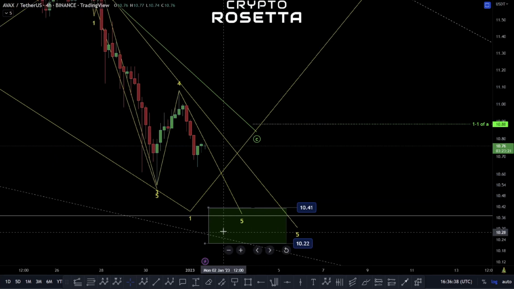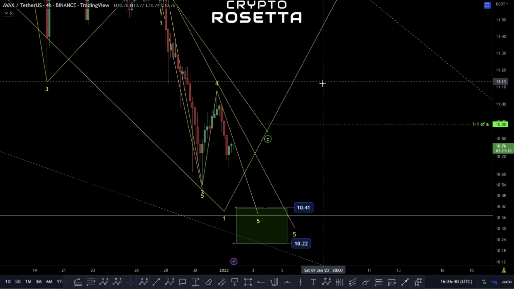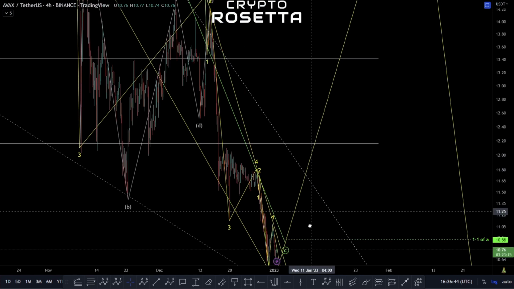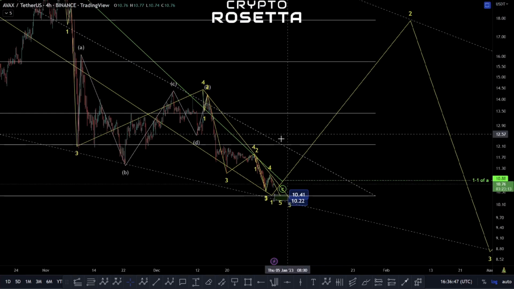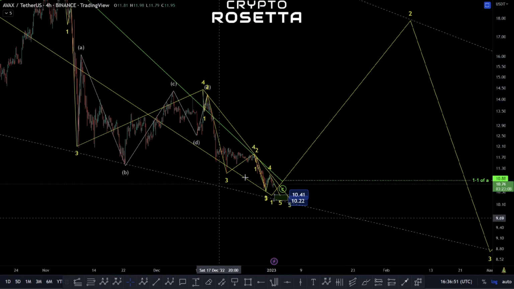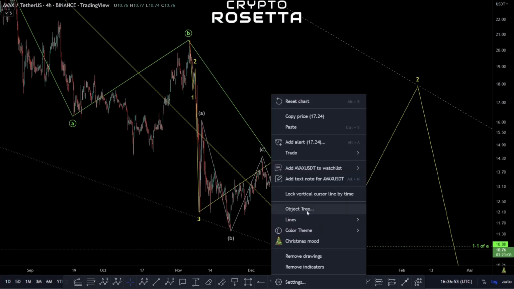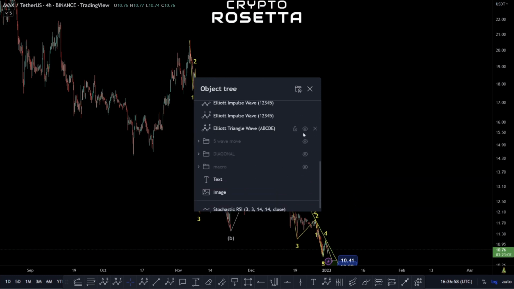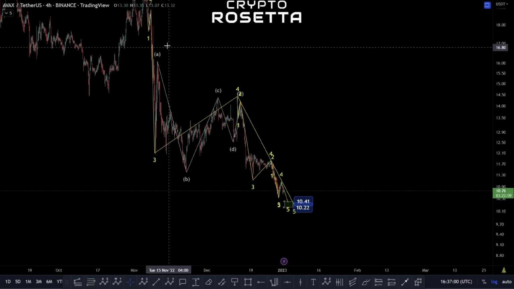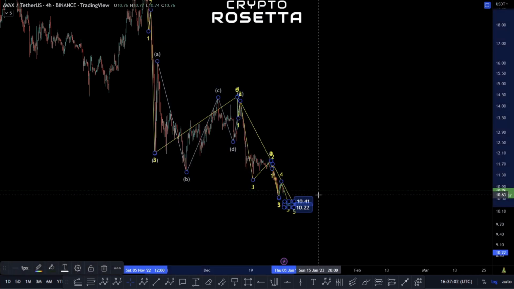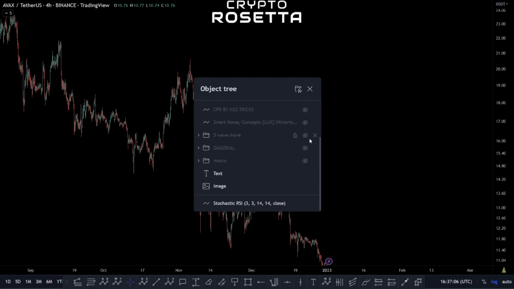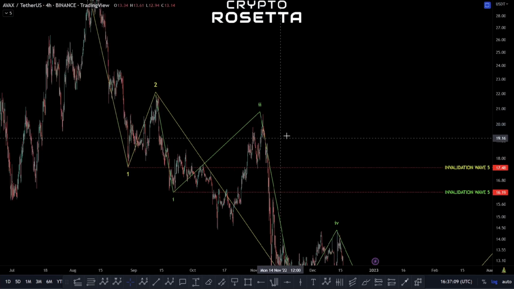If we bounce away strongly from this zone, then it's a good potential that we could have completed that move here, and we're looking for either a move back to the upside in this wave 2 if it's going to become a diagonal, or potentially we could have completed a 5-wave move, but we're going to go over that shortly. Let me actually turn that on now. I'm going to delete this for the time being, and we're going to throw this alternative one.